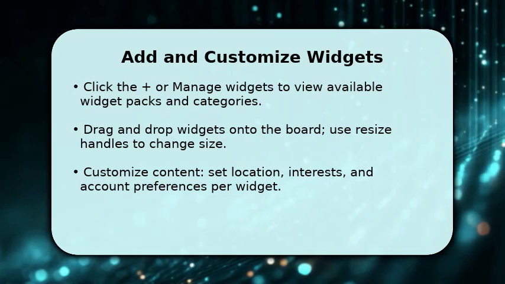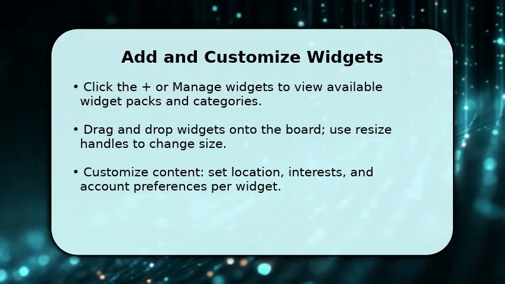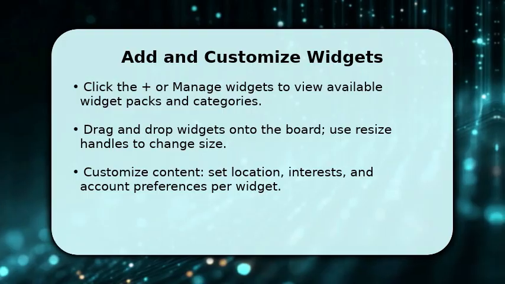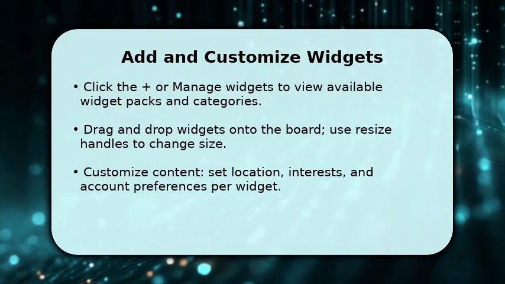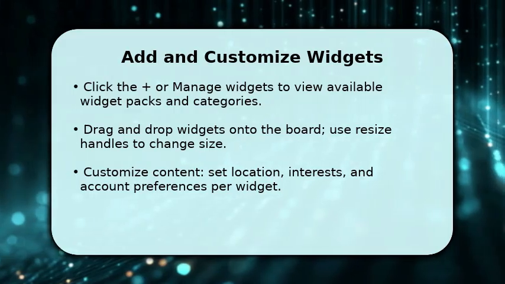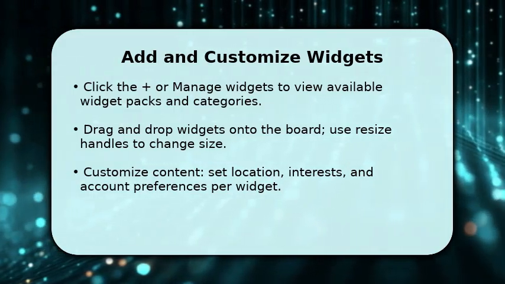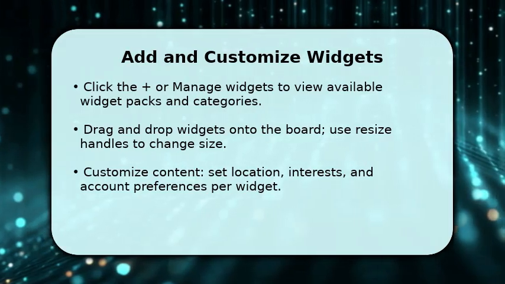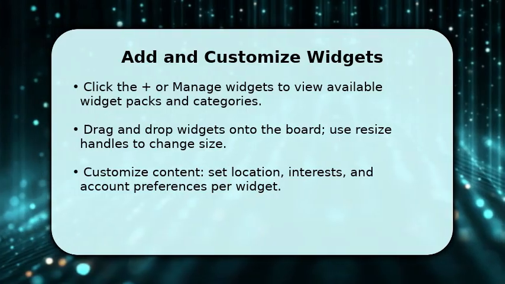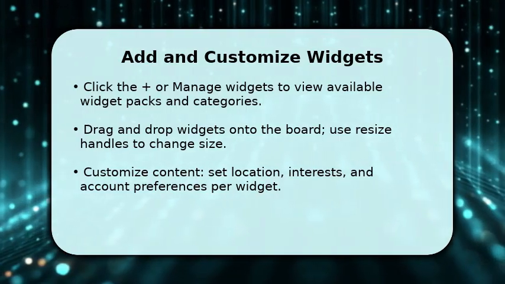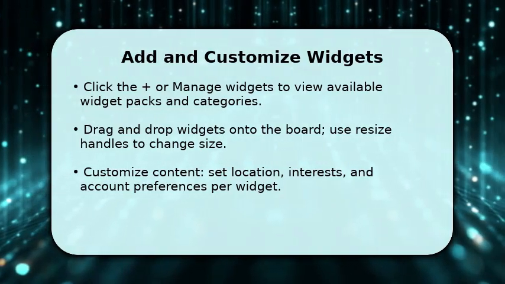Now you add and shape the widgets you want. Click the plus sign or Manage Widgets to browse available options, then add by clicking Add or dragging the element onto the board. You can resize using the handles and reorder by dragging. This controls visibility and density. Make sure to customize each widget's settings, for example, set the correct location for weather or choose interests for news, because personalization makes widgets relevant and reduces noise on the board.